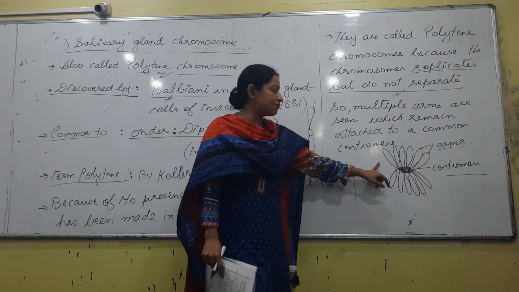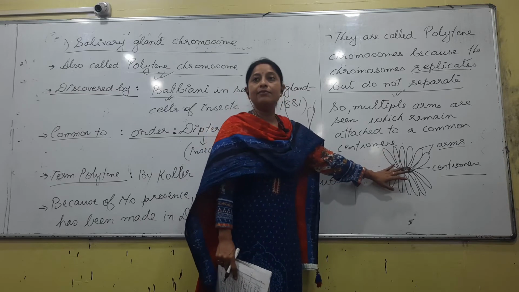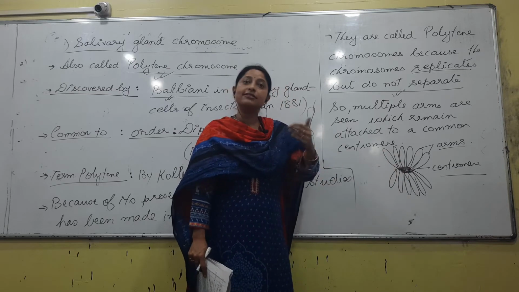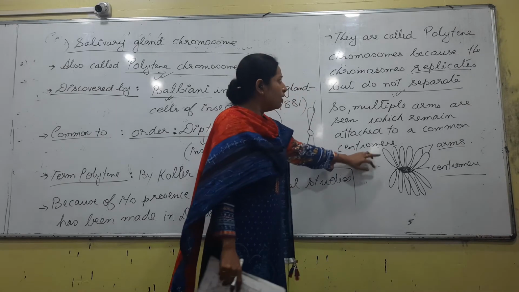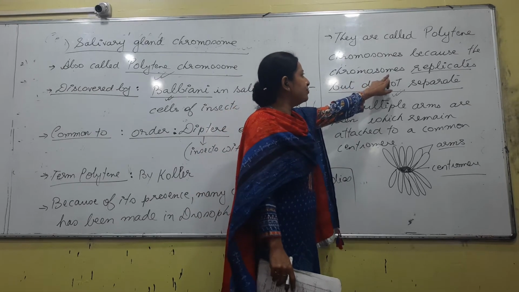This is a special type of chromosome. Obviously, if it has many arms, then it will be larger in size, and so it is also called a giant chromosome. Is the point clear? Now, just look into this line.